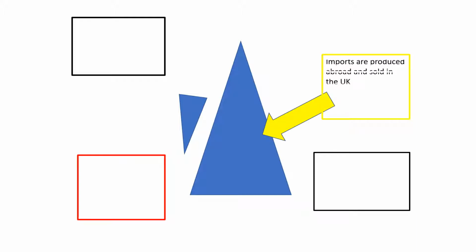Now, the first thing we need to look at is imports. Imports are produced abroad and sold into the UK, such as me buying some French cheese, made in France, sold in the UK. Now, the most important thing is they cause money to flow out of the UK. So I buy my French cheese in England, the money goes to France.